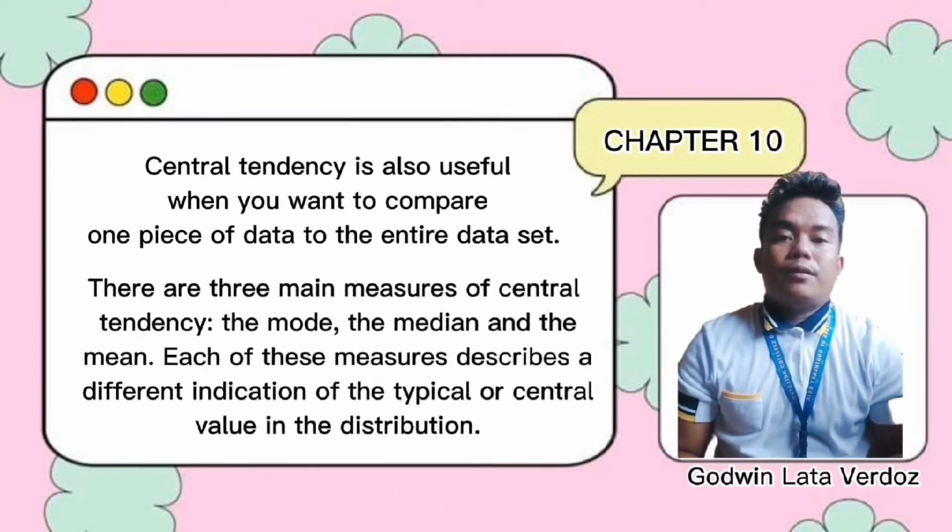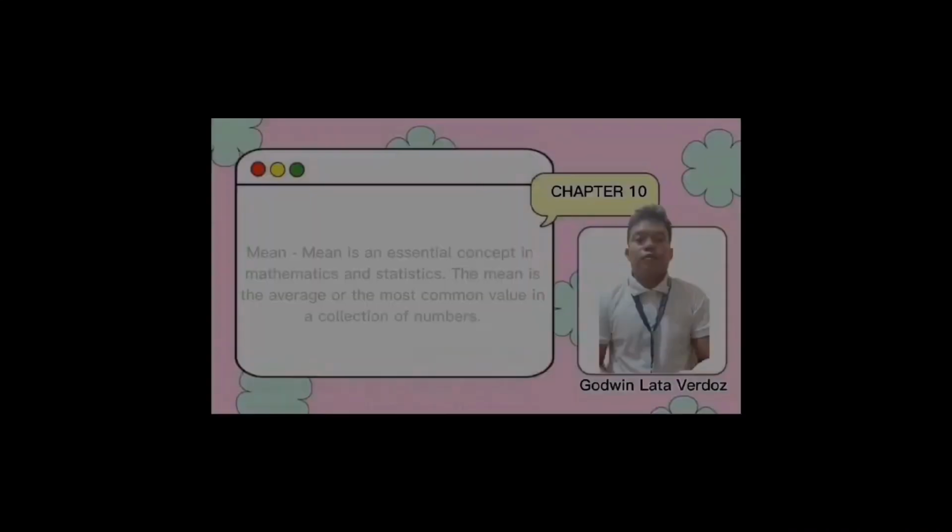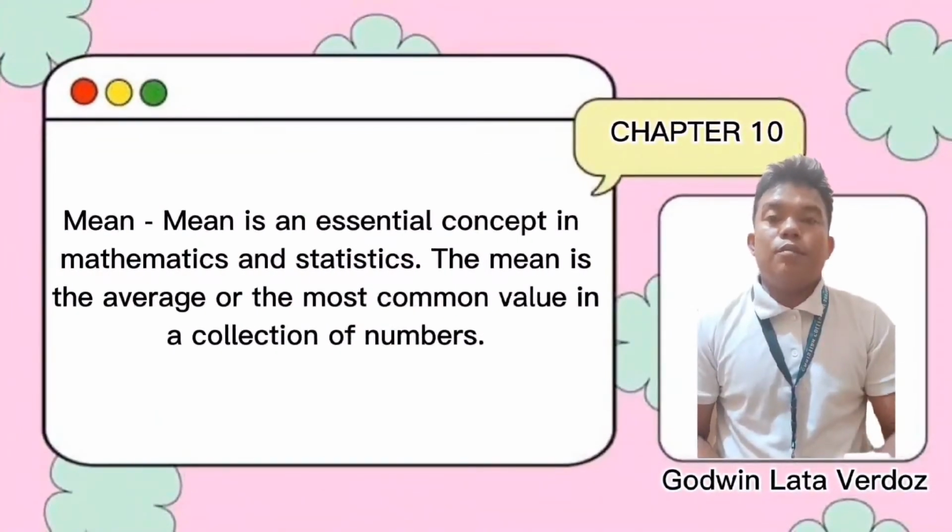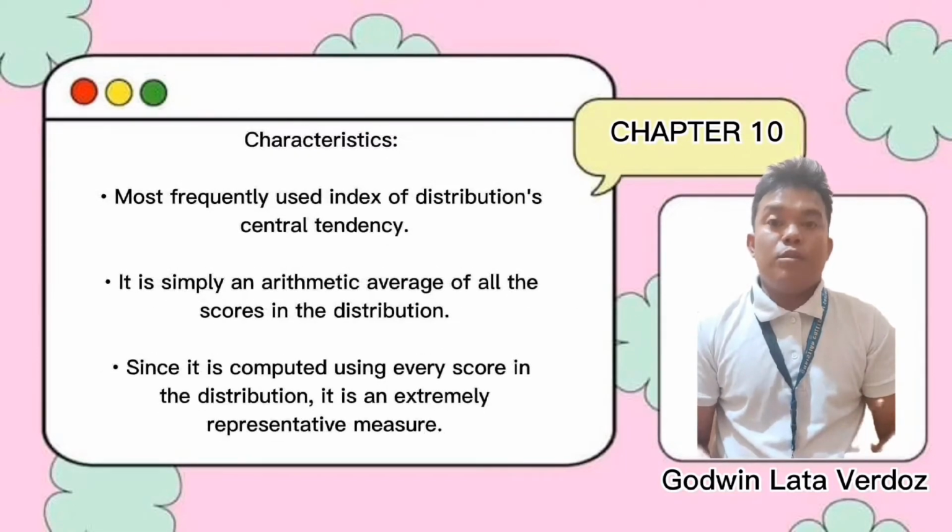There are three main measures of central tendency: the mode, the median, and the mean. Each of these measures describes a different indication of the typical or central value in the distribution. Everyone might know already what the mean is. Mean is an essential concept in mathematics and statistics. The mean is the average, the most common value in a collection of numbers, and its characteristics are: the mean is the most frequently used index of distribution central tendency. It is simply an arithmetic average of all the scores in the distribution. Since it is computed using every score in the distribution, it is an extremely representative measure.